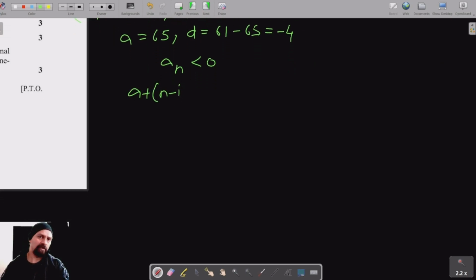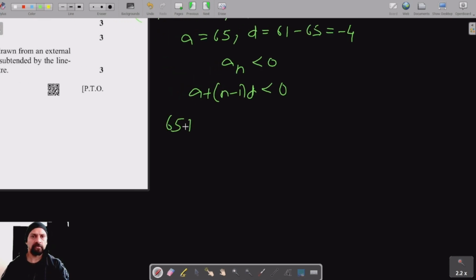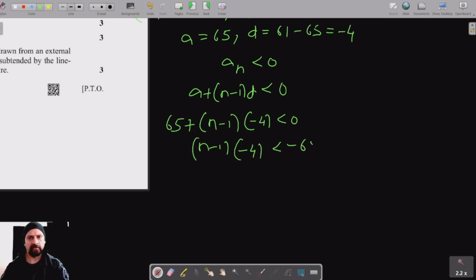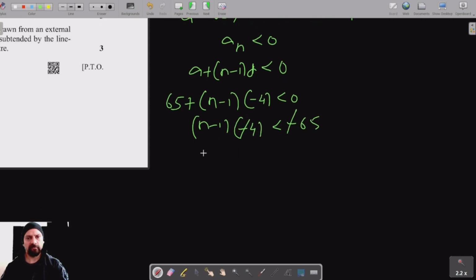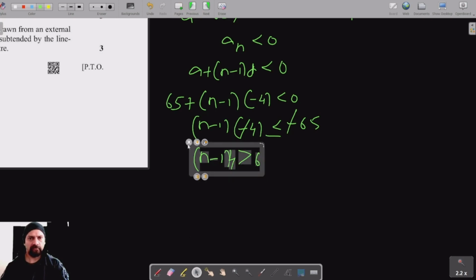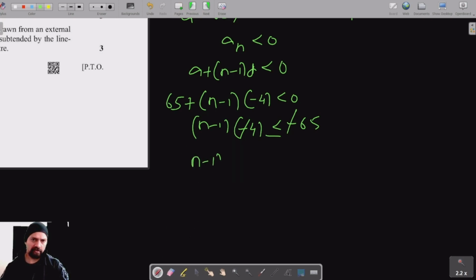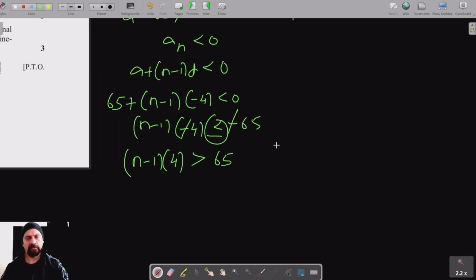So the nth term, a plus (n minus 1) into d, is less than 0. Here a is 65, d is negative 4, and we have to find n. So (n minus 1) into negative 4 is less than negative 65. As soon as we cancel out the negative signs, the sign of the inequality changes. This is now greater than.